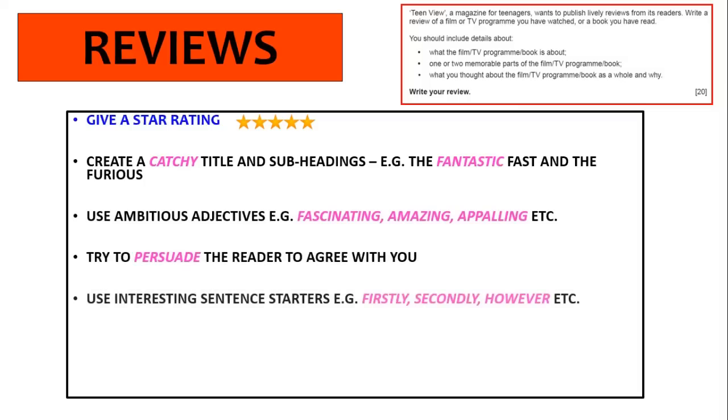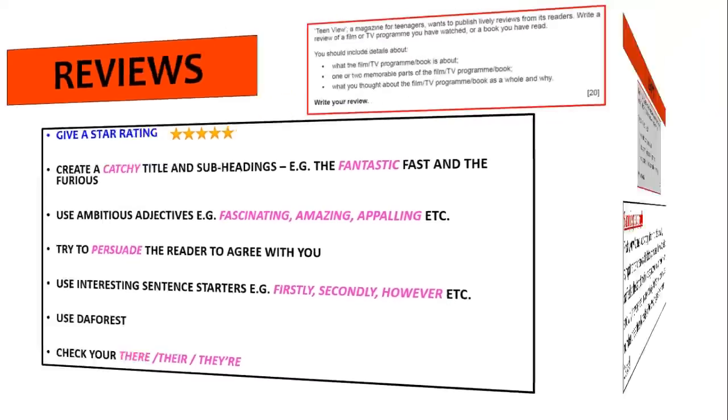So for example, if we were doing the Fast and the Furious, maybe we're trying to put the fantastic Fast and the Furious to use a bit of alliteration. Use ambitious adjectives in your review, so don't just put good, it was okay. Try to use words like fascinating, amazing, appalling. You're trying to persuade the reader to agree with you, either saying the film is great or the film is rubbish. Use interesting sentence starters, use the forest, check your there, and there, capitals and apostrophes.